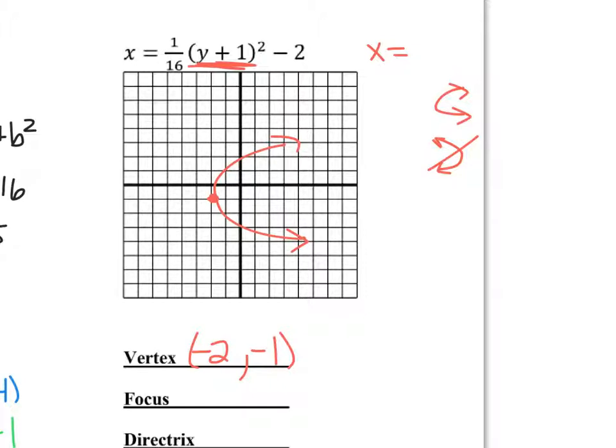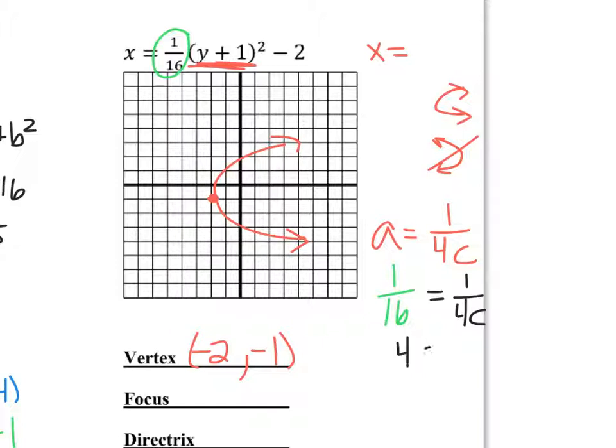Next, to get my focus and directrix, I need to find out how far the focus is from the vertex, how far the directrix is from the vertex, which means I need c. So I'm going to use a equals 1 over 4c. In my equation, a is 1 over 16. So 1 over 16 equals 1 over 4c, and I can cross multiply. 4c equals 16, so c equals 4.